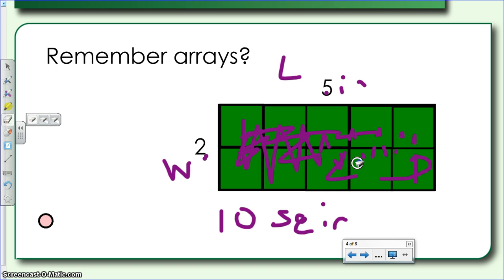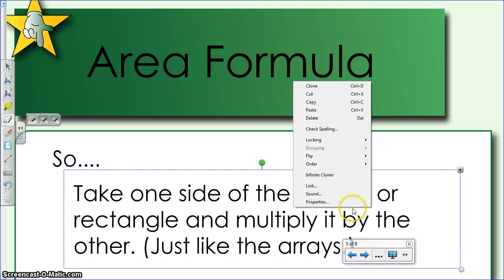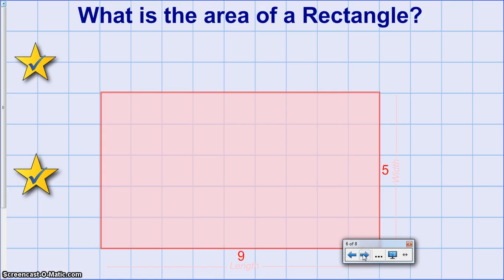Or this entire rectangle. And that's how many square units would fit inside that rectangle. So we relate arrays to finding the area of polygons, such as this rectangle and others. So we take one side of the square or rectangle and we multiply it by the other. We take the length and we multiply it by the width, just like an array in multiplication. So let's take a look at some others.